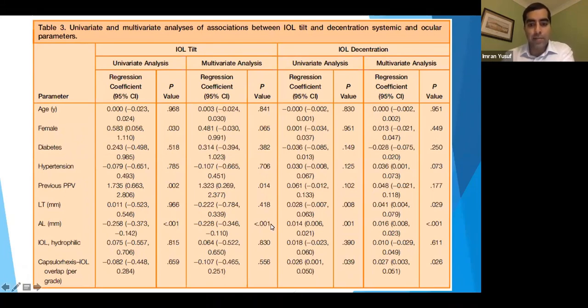And for IOL decentration, they did the same analyses on this particular outcome measure, and you can see that on the univariate analysis, lens thickness and axial length were statistically significant, as was the overlap of the capsular axis and IOL. On the multivariate analysis, the most significant factor was axial length, but capsular axis IOL overlap was also significant on the multivariate, as was lens thickness. And you can see the p-value given there. So that really is the main table of results.